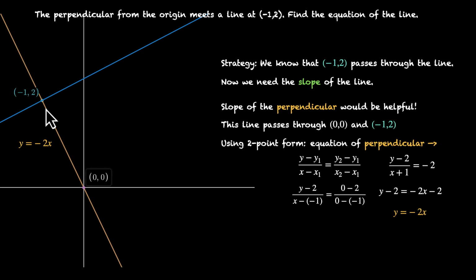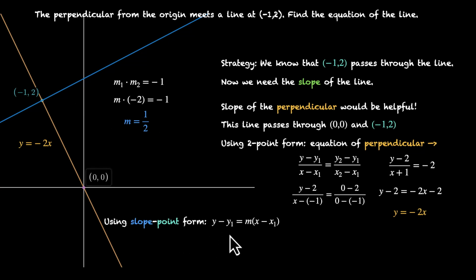Now we need to find the slope of this blue line. These two are related. Their product is minus 1. So m1 times m2 is minus 1. One of them is minus 2. The other one is going to be, minus minus cancelled, that's going to be half. So now we know the point. We know the slope. We can use slope point form to get the equation. That's going to be y minus y1 equals m times (x minus x1). m equals half. And the point is minus 1 comma 2. So we can plug these values. This is what we get.